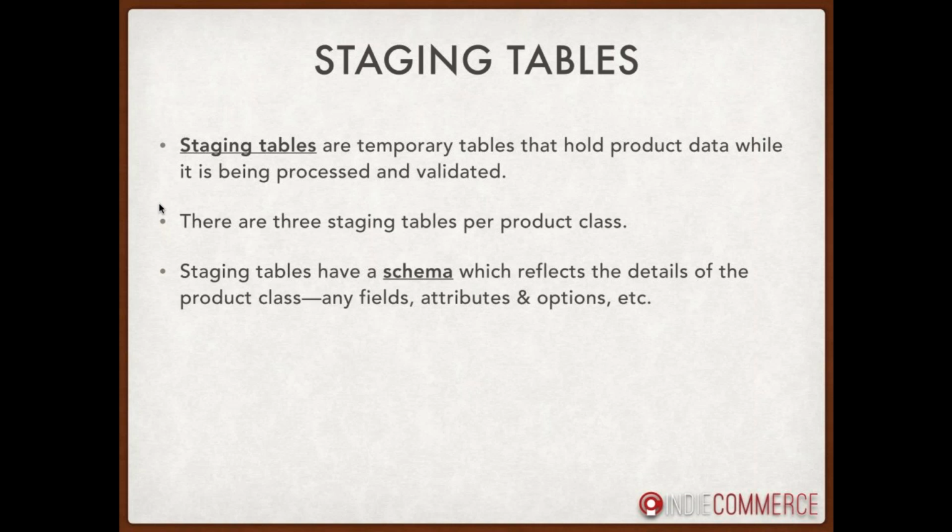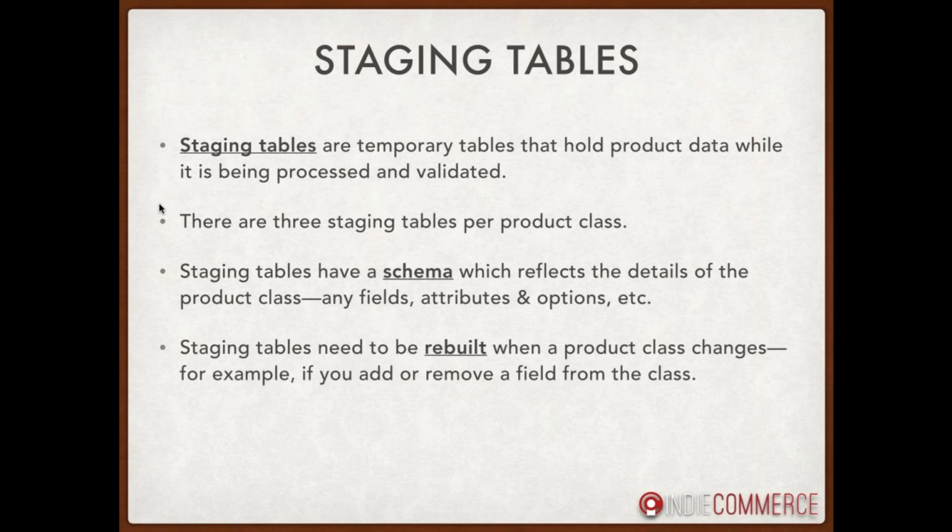Each staging table has a schema which reflects the details of your product class. So that means not only the basics like the title and the price, but any additional fields or attributes and options, any other unique things about your product class are going to affect how this staging table is laid out on the site. We'll talk a bit about how staging tables may need to be rebuilt when a product class changes. For example, if you add or remove a field from the class, the staging table is going to need to be updated to reflect that.